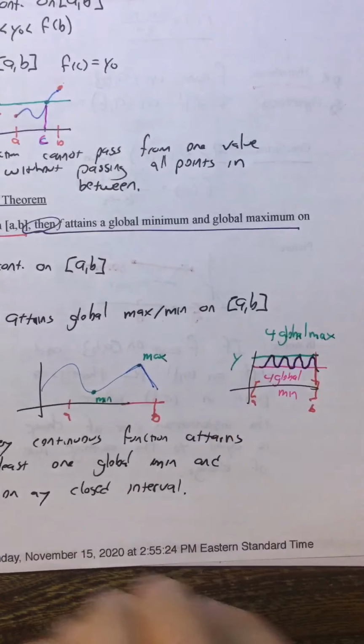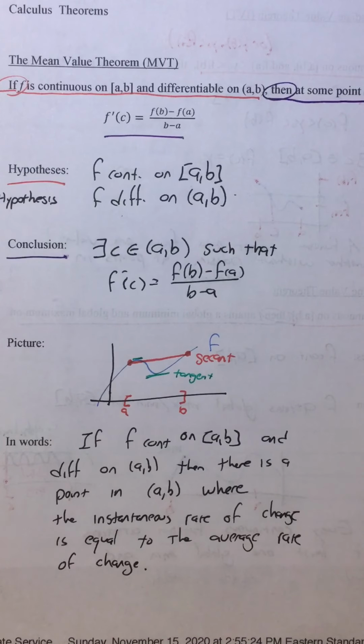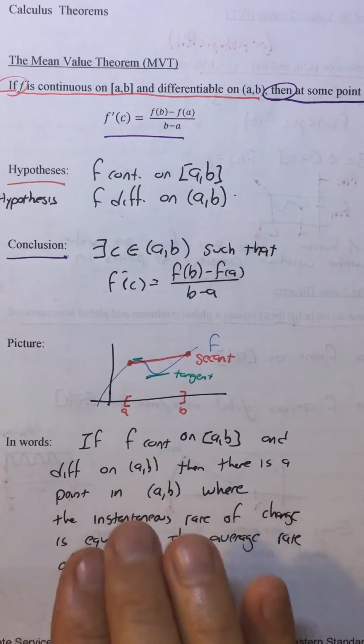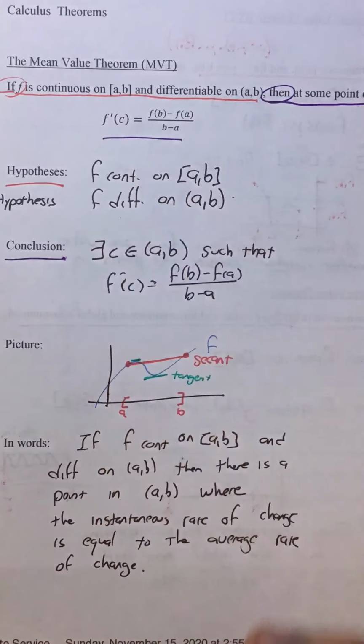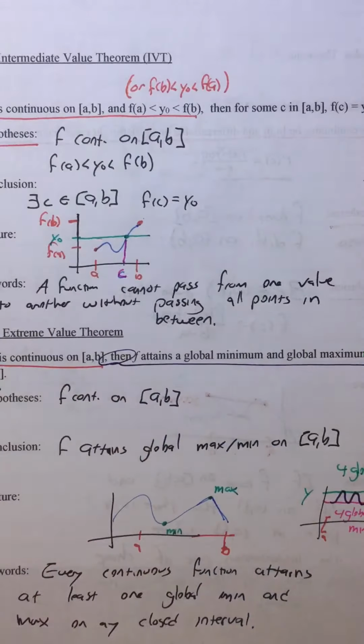Okay, so this is an overview of theorems. The AP exam expects you to know the theorems and the names of the theorems. You have to call on them by name and know the hypotheses of each theorem. So you need to know the names of these theorems and know their hypotheses.